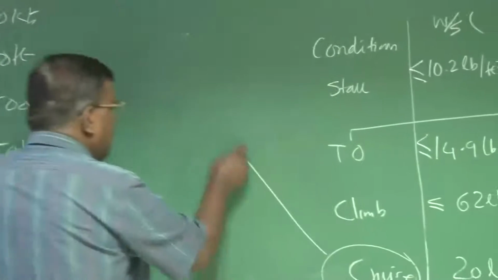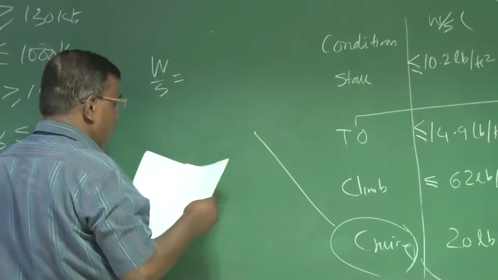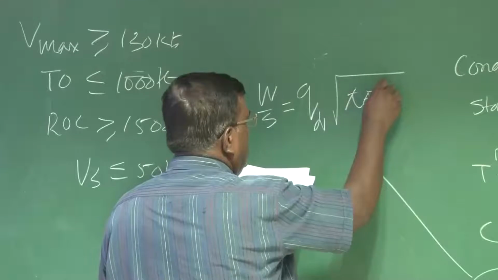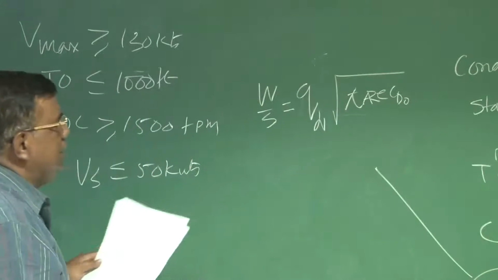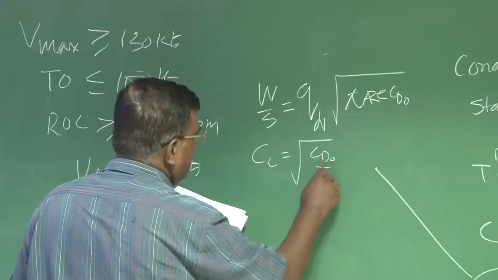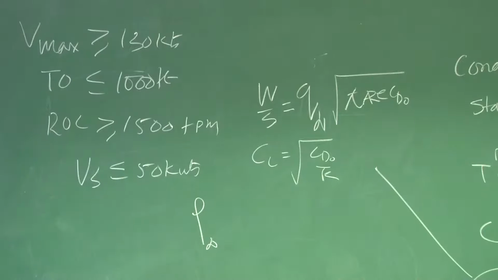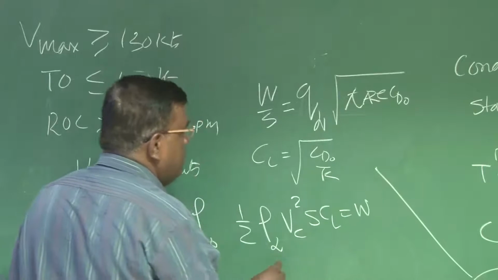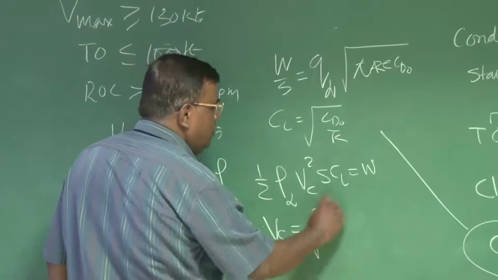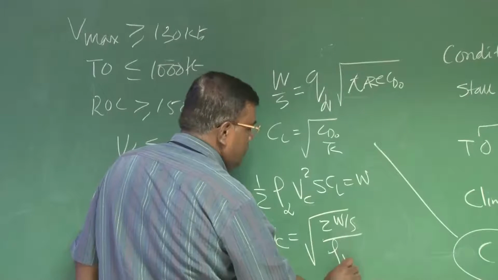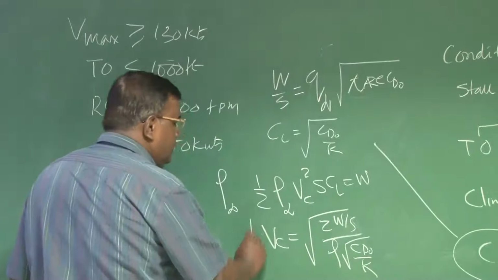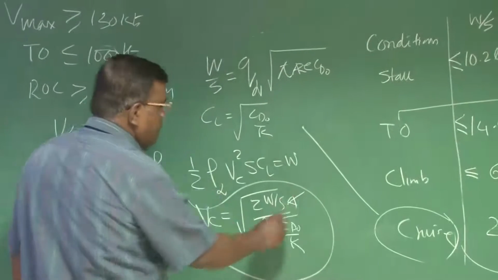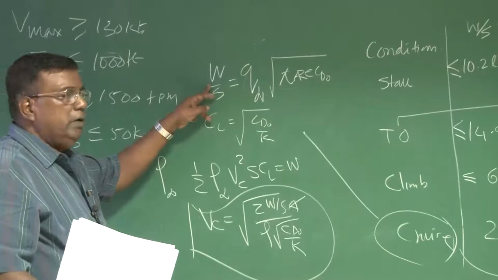Especially in cruise, you need to also understand that when I wrote cruise as the expression based on maximum range, which was Q infinity under root pi aspect ratio E CD naught, this assumes CL equal to under root CD naught by K. So if you have chosen an altitude where you will be cruising primarily, then half rho V cruise square S CL will be equal to weight, or V cruise will be under root of 2 W by S by rho CL, where CL means under root CD naught by K. So you could see that your V cruise gets fixed for a given wing loading, which is for range to be maximum.